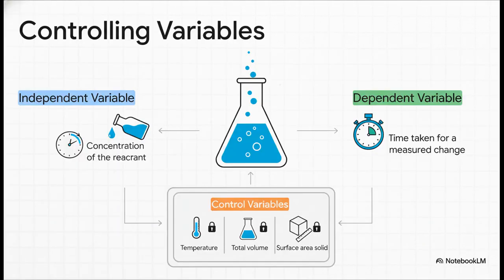Okay, listen up because this is where the big exam marks are. It's all about your variables. To make this a fair test, and you have to make it a fair test, you're only allowed to change one thing on purpose. In our case, that's the concentration. That's your independent variable. Then the thing you measure to see the effect is your dependent variable, so the time it takes. And everything else, absolutely everything else, has to stay exactly the same. We're talking temperature, the total volume of the liquid, all of it. Those are your super important control variables.